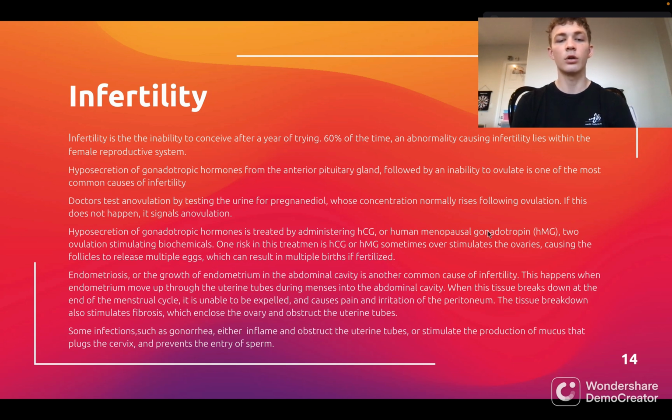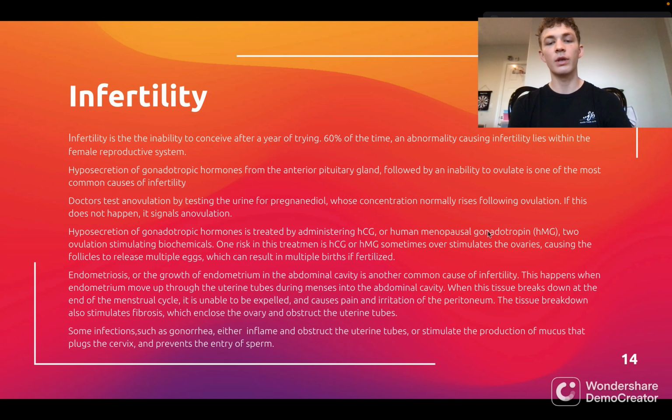Hyposecretion of gonadotropic hormones is treated by administering human chorionic gonadotropin, or human menopausal gonadotropin, two ovulation-stimulating biochemicals. One risk in using HCG or HMG is they sometimes overstimulate the ovaries, causing the follicles to release multiple eggs, which can result in multiple babies if fertilized.